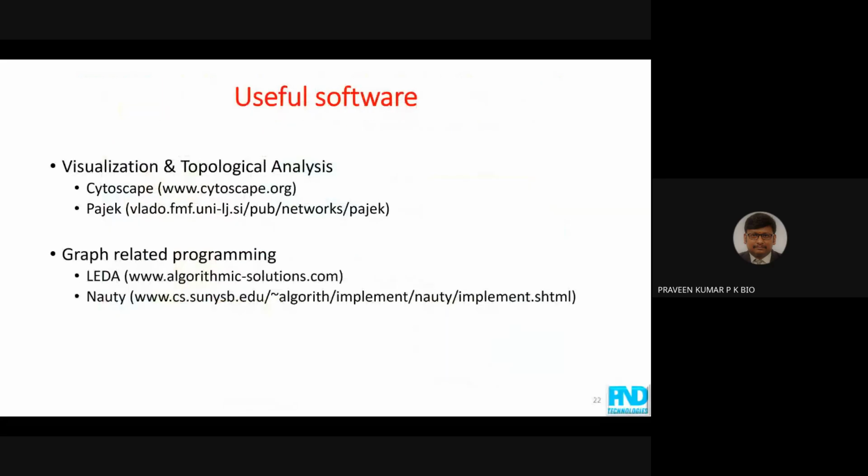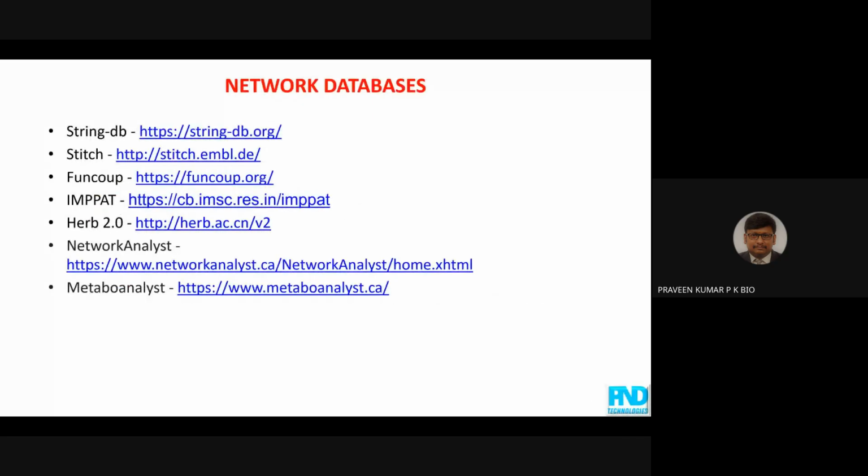So this is something about useful software. This is a popular freeware for visualizing any type of networks, protein-protein interaction networks, gene-gene interaction, gene-gene regulation. For all types of networks, one can use this freeware called Cytoscape. Other than that, for graph-related programming, one can use Pajek, Gephi, NetworkX. And these are some of the network databases.